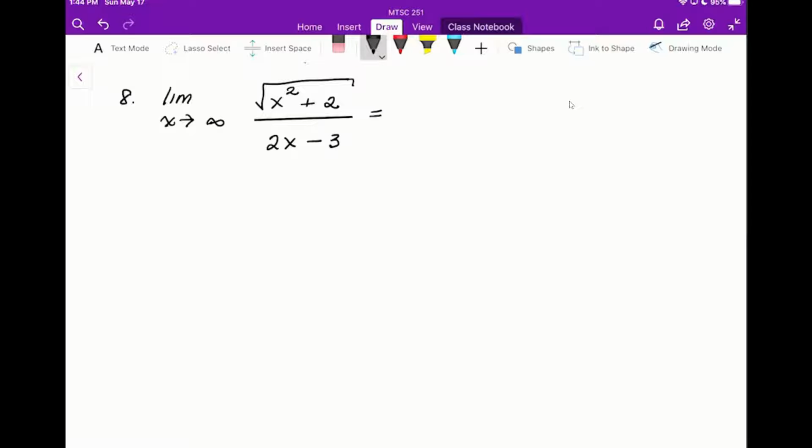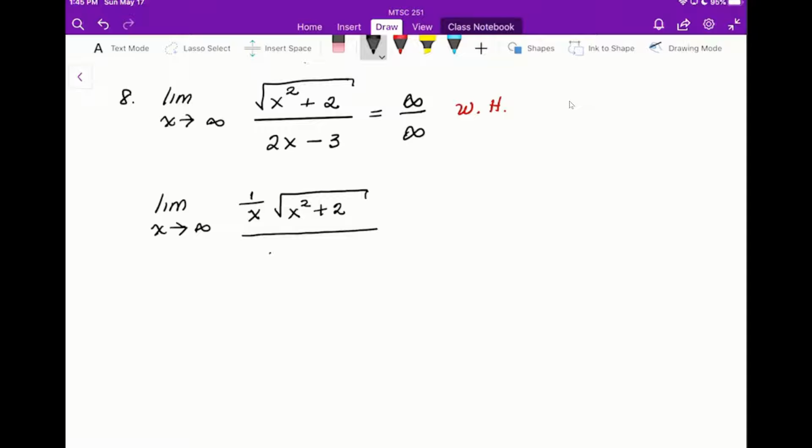So we're going to get first our usual infinity over infinity. That is our indeterminate form, which tells us we need to work harder. So when we divide by the highest power of x, we get the limit as x approaches infinity. I'm going to divide the numerator by x, so that looks like 1 over x times the square root of x squared plus 2. And then I'm going to get 2x over x minus 3 over x.